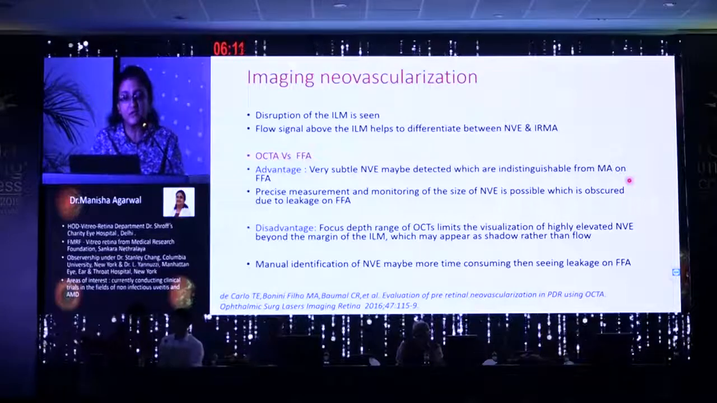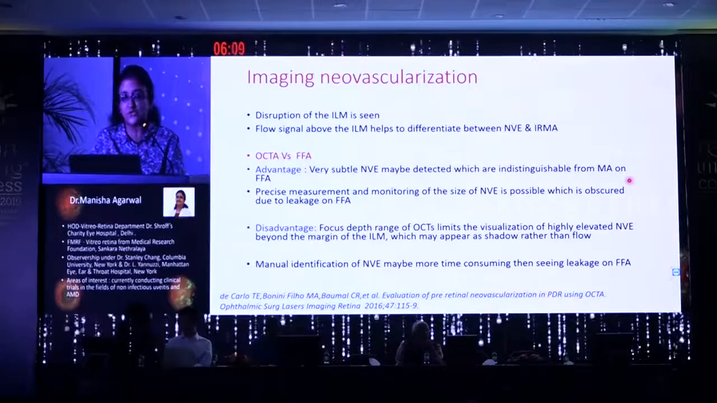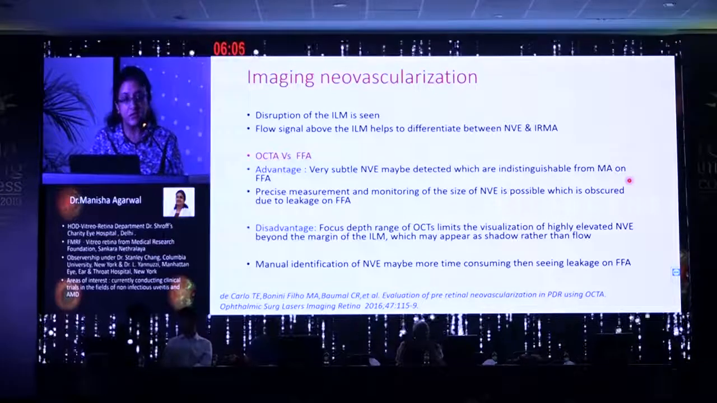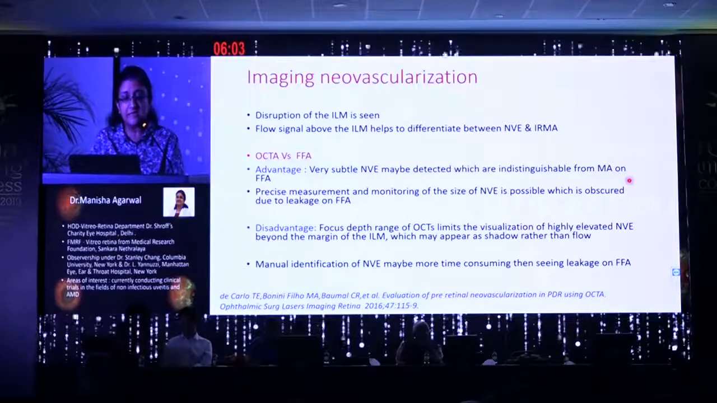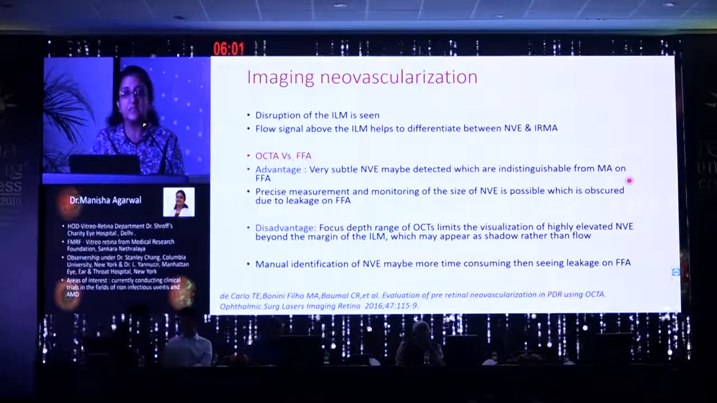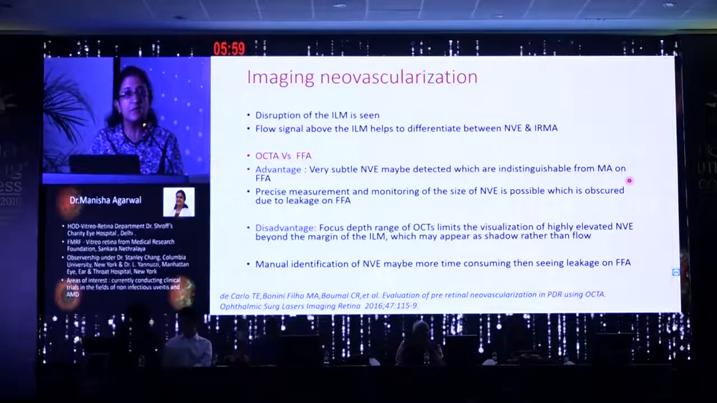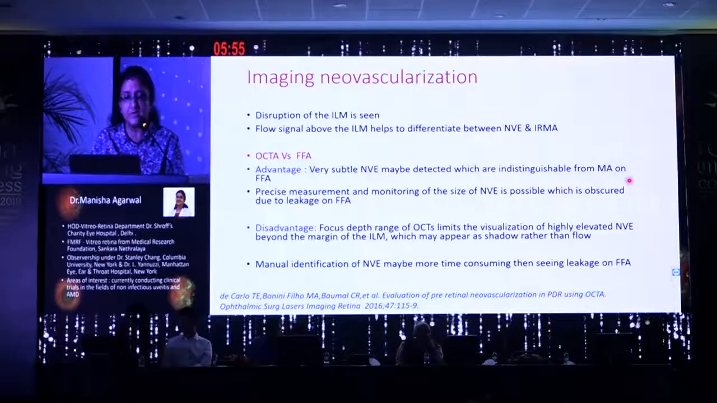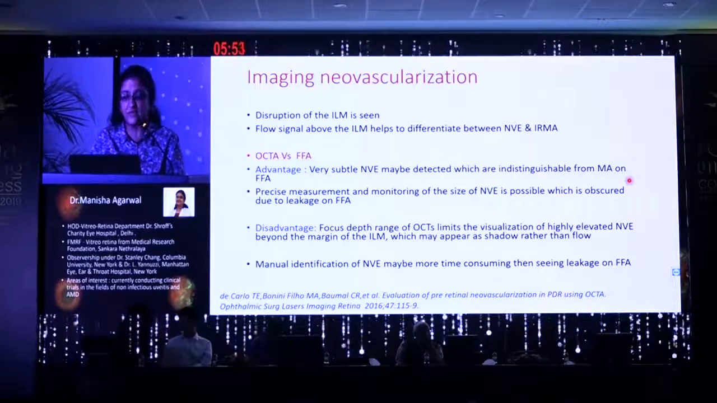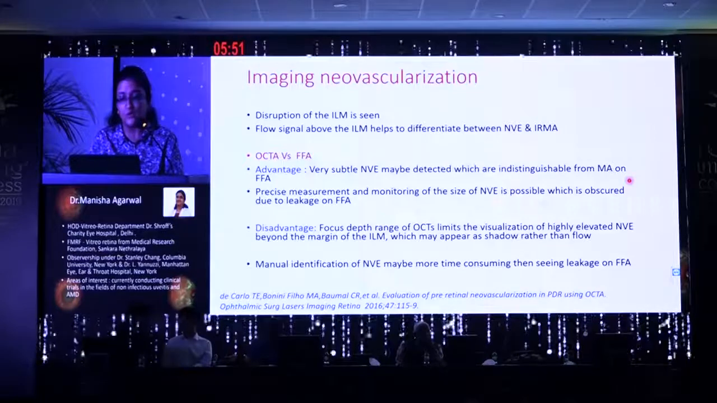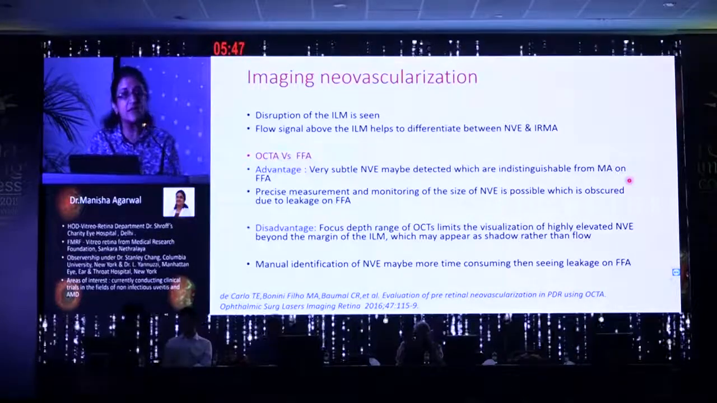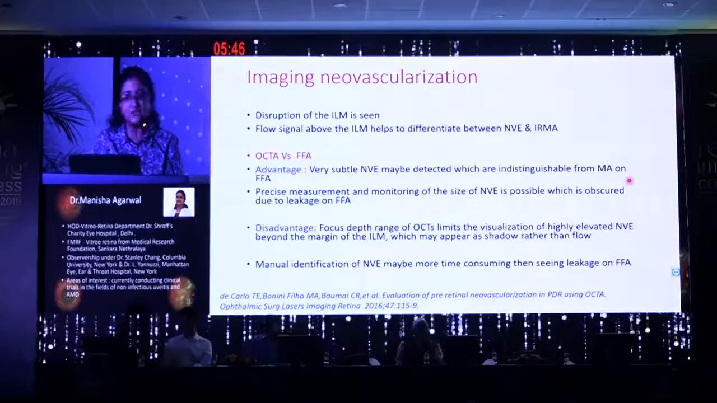Now, this is interesting: how to image neovascularization using OCTA. You have the disruption of the ILM, which helps you to differentiate IRMA from NVE. You have certain advantages of OCTA over FFA. Very subtle NVEs can be detected, which probably would be indistinguishable from microaneurysms on an FFA. And also the precise measurement and monitoring of the size and the regression of NVE is more possible on an OCTA in comparison to an FFA.